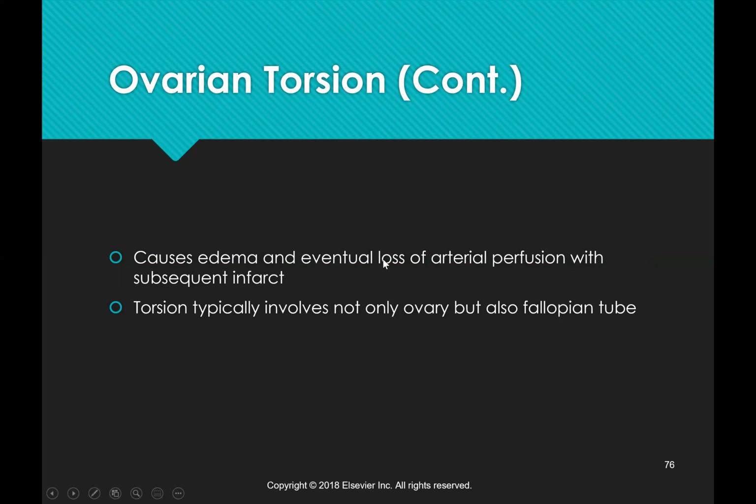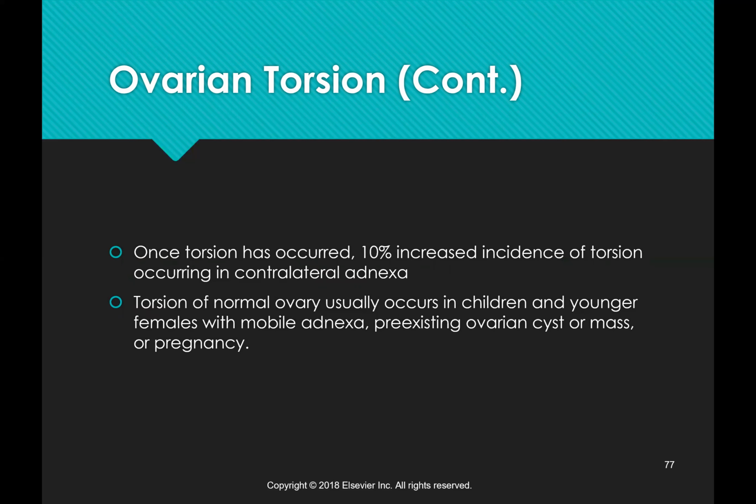It causes edema and eventual loss of arterial perfusion with subsequent infarct. And torsion typically involves not only the ovary, but also the fallopian tube. So it's a pretty severe thing. The other scary thing is once torsion has occurred, you have a 10% increased incidence of it occurring on the other side. Most of the time, the torsion occurs in children and younger females. A lot of times they'll have an ovarian cyst or mass or pregnancy.